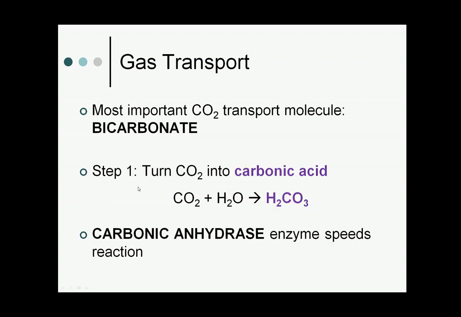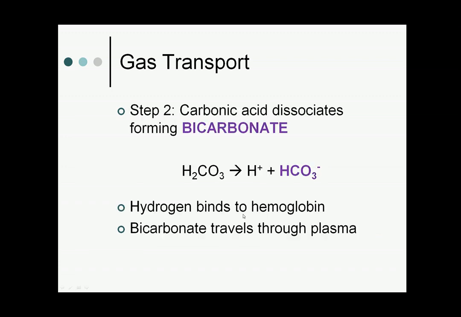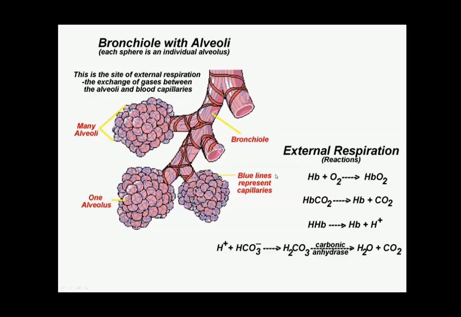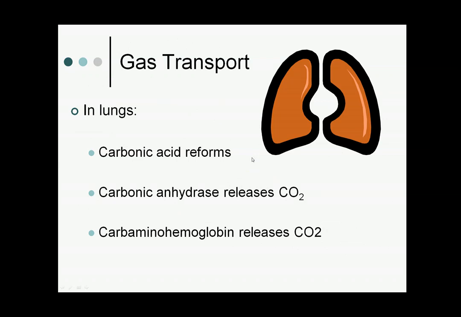But basically, here's how bicarbonate's made. First, it's turned into carbonic acid by combining with water, so you get H2CO3. There's an enzyme that speeds up the reaction. And then naturally, the carbonic acid splits into hydrogen ions, which bind to hemoglobin, and bicarbonate, which is just going to travel through the plasma and then eventually get expelled out of the lungs through alveoli, bronchioles, and through the trachea out of the body. And going back to the carbon dioxide stuff, releasing the CO2 out into the atmosphere.